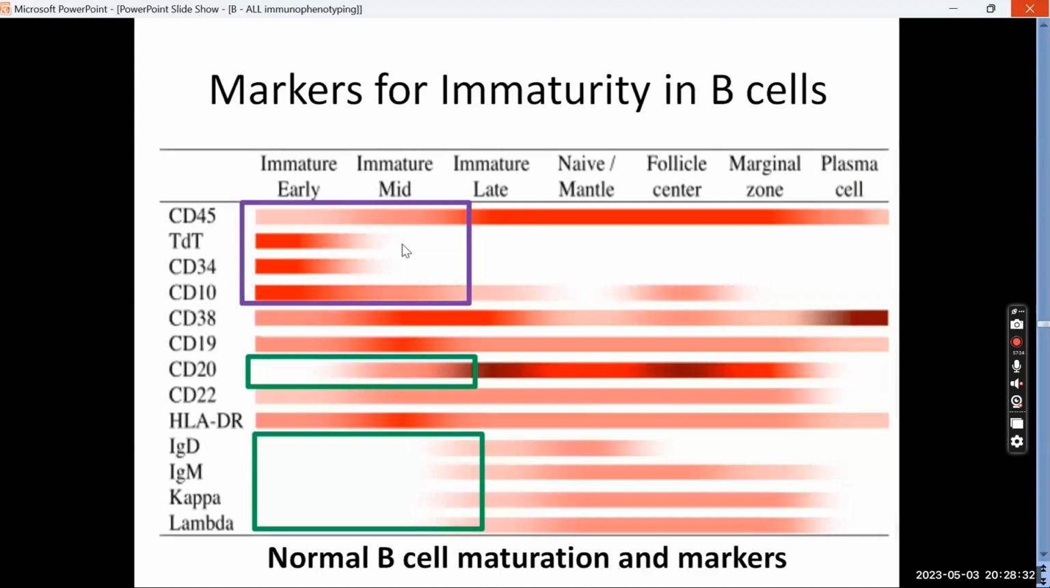Then coming to markers of immaturity. So any doubts now? Any doubts you can ask me, any lineage specific and lineage associated markers. Any doubts? Can I go for immaturity markers?